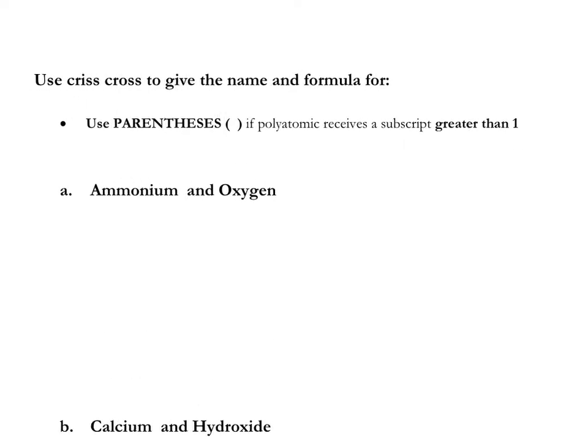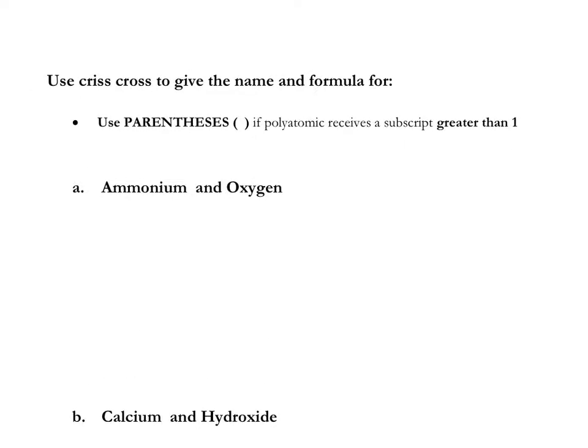So let's go back. Okay, moving forward. So now, how do we use the crisscross method with polyatomic ions? Remember we said up above that they act as a single unit. So we're going to use parentheses to protect our polyatomic ions, especially if the subscript that we're giving it is greater than 1. If it's 1, we don't need parentheses. If it's greater than 1, meaning 2 or higher, then we need to protect it with parentheses.